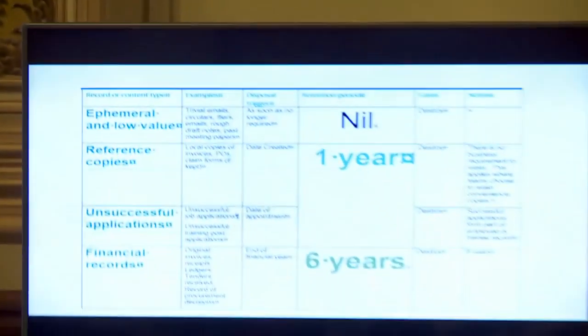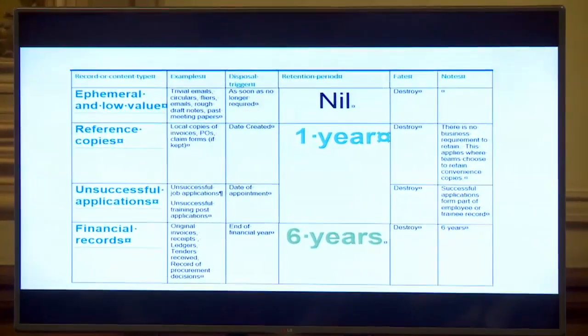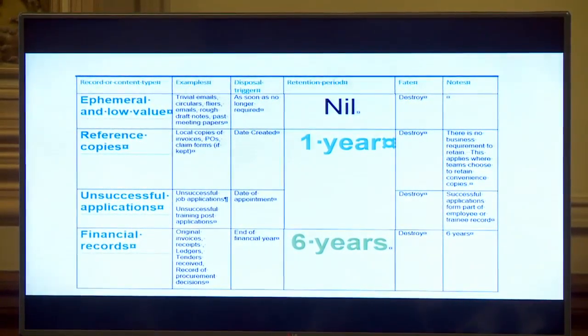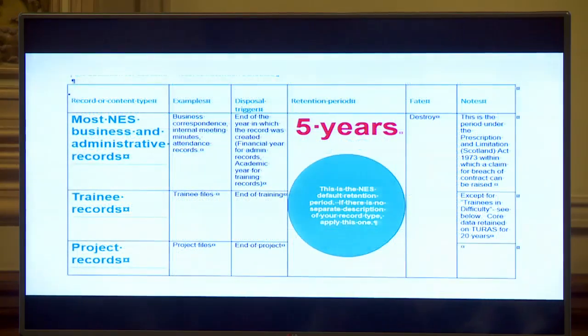We manage from that by exceptions, so clearly there are things that should be kept a heck of a lot shorter periods. 1 year or nil for the ephemeral stuff. 6 years for finance and HR, and you'll see that even when we have a single retention period, there are different triggers. So your year might be different, your year end might be different, but the retention period is the same.